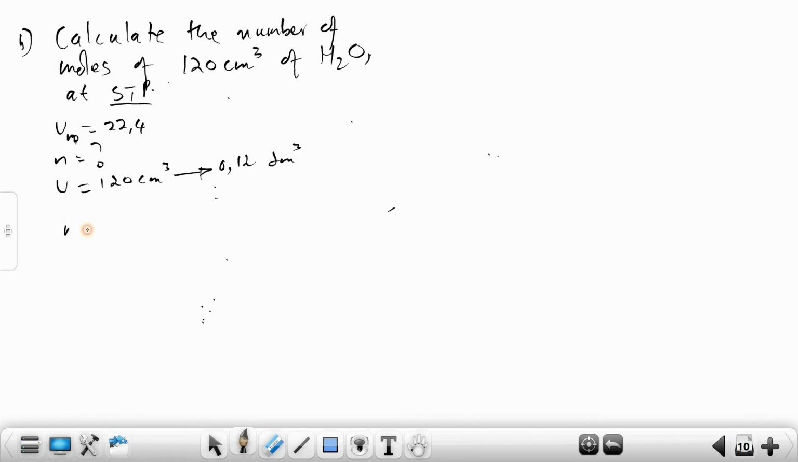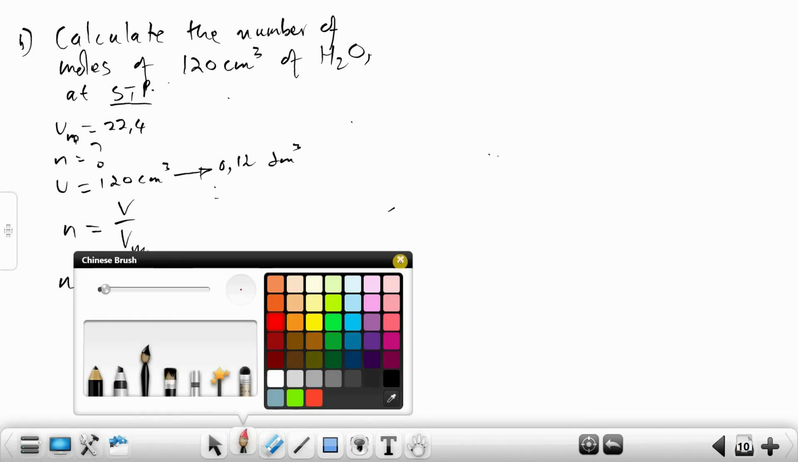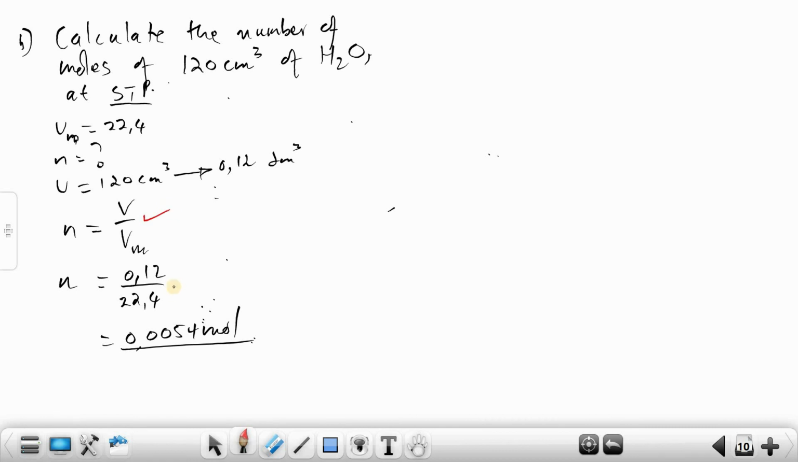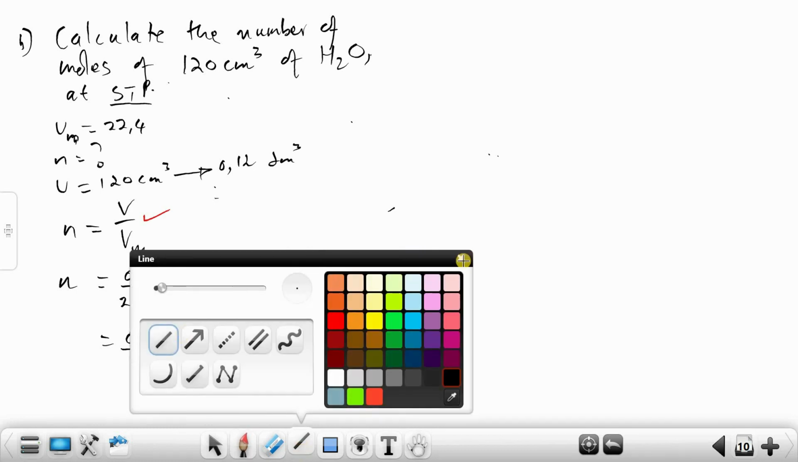decimeter cubed. Then it's just n is equal to V over Vm, which is now 0.12 divided by 22.4. This gives me something like 0.0054 mole, 100%. And because I've used FSORT, it will be 1 for the formula, 1 for substitution, and 1 for the final answer. Happy, and this is how it should be done.